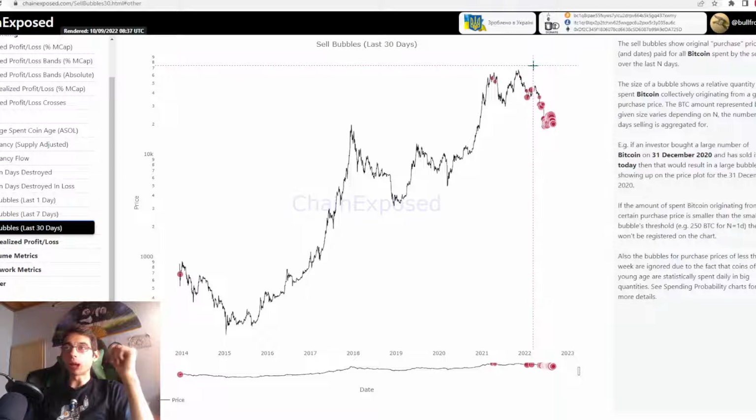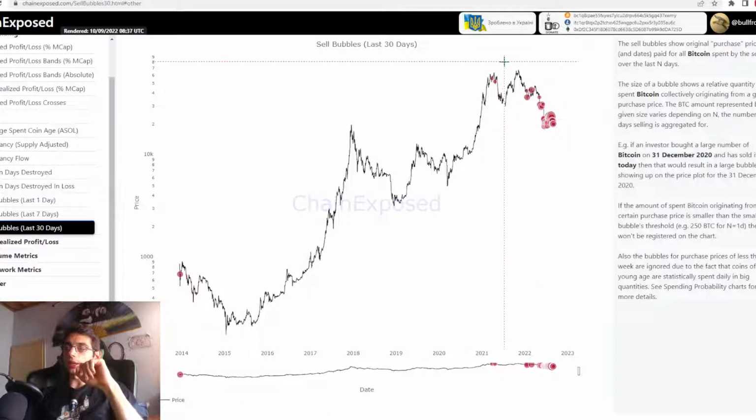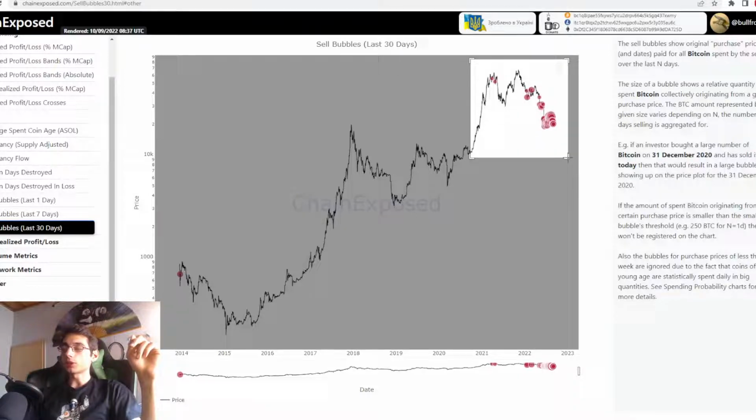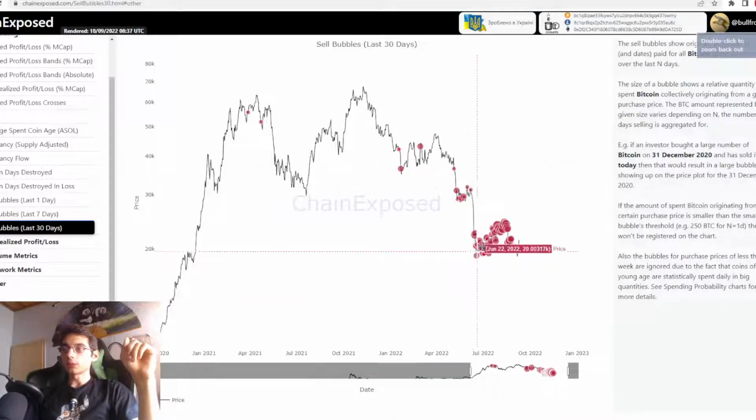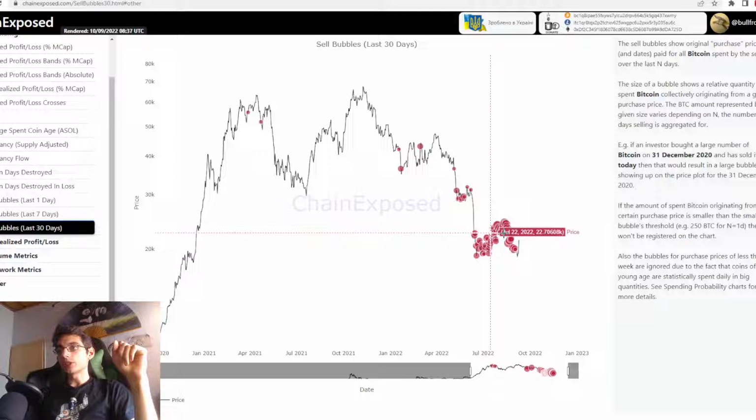And this is sell bubbles. Here we can see that in the last 30 days where the selling is happening, and from where there was purchasing. So the majority of the purchases that are selling today and in the last few days are from this last movement here, from the last drawdown. So there is a short-term holder behavior of selling coins every time we get a spike up, and this confirms all that we already talked about.